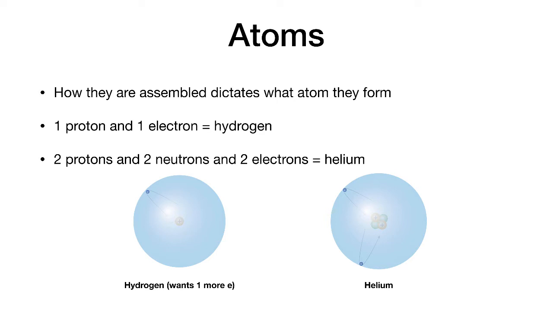If you take two protons and you add two neutrons and two electrons, the electrons will again go to the lowest energy orbital, that is the 1s orbital, and they'll both be in there and it will be full. When an orbital is full, it will be very non-reactive. So helium is actually one of these unique gases that is non-reactive.